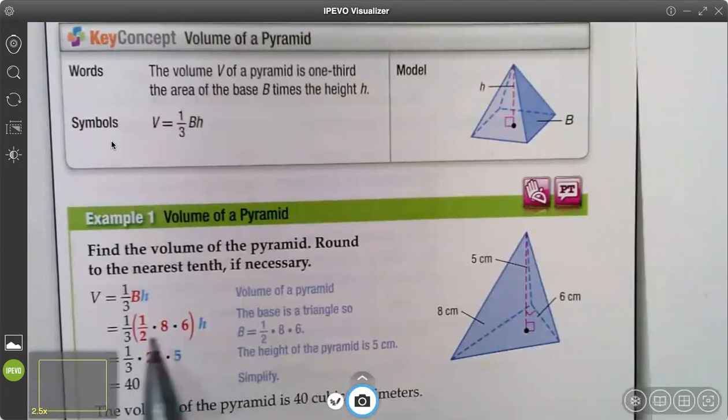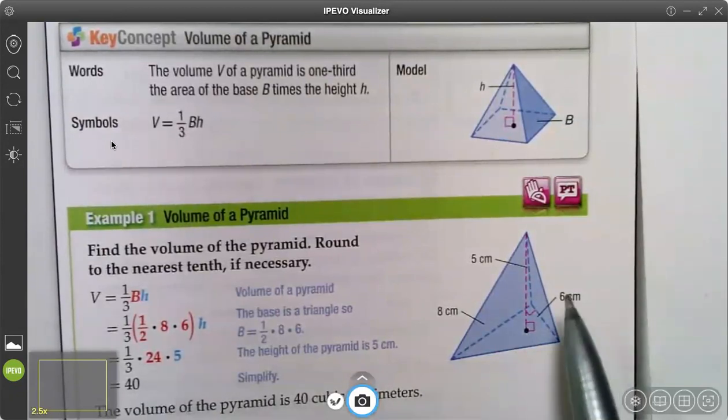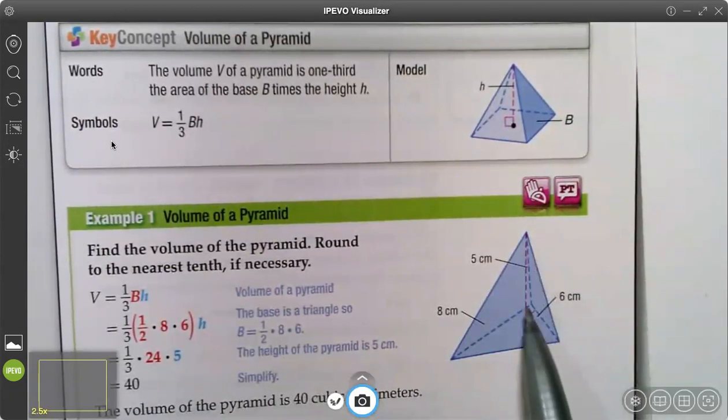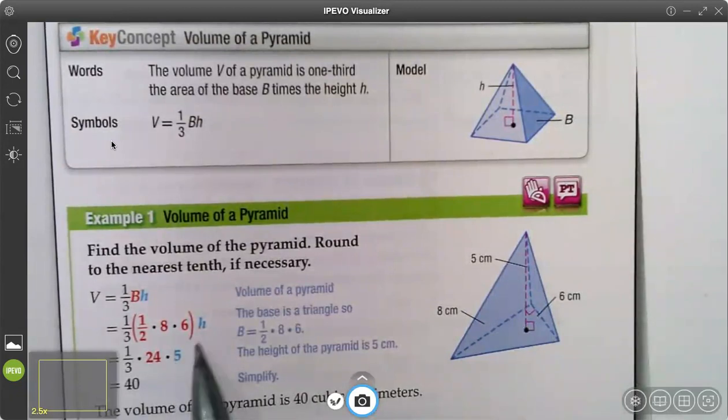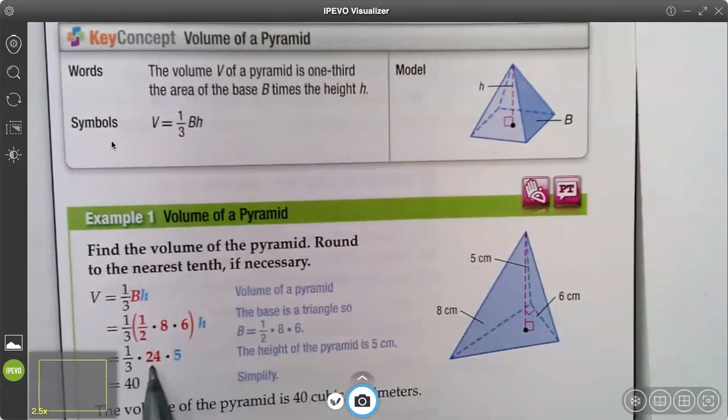6 times 8 is 48, times 1/2 or divided by 2. The area of that triangular base is 24. Then the height of the prism is 5 centimeters, and that is what is plugged in for the H. Now, if you have a scientific calculator, you could say 1/3 times 24 times 5. What I like to do is say 5 times 24 to get 120, and then I leave that in my calculator and I just hit divide by 3, and you'll get 40.